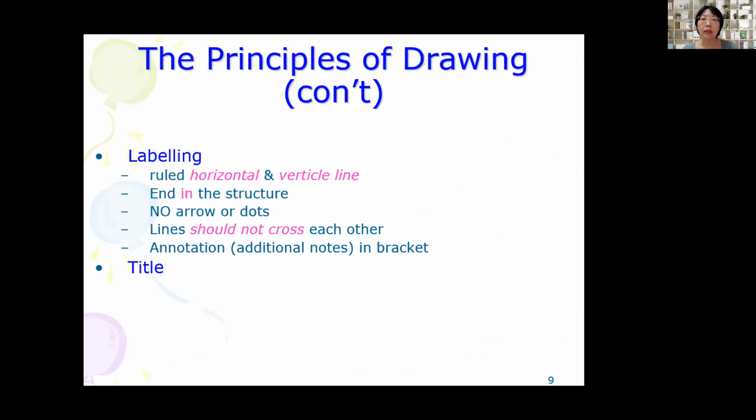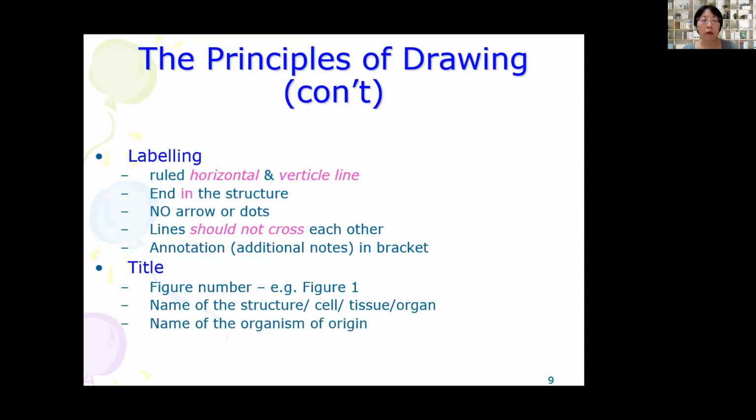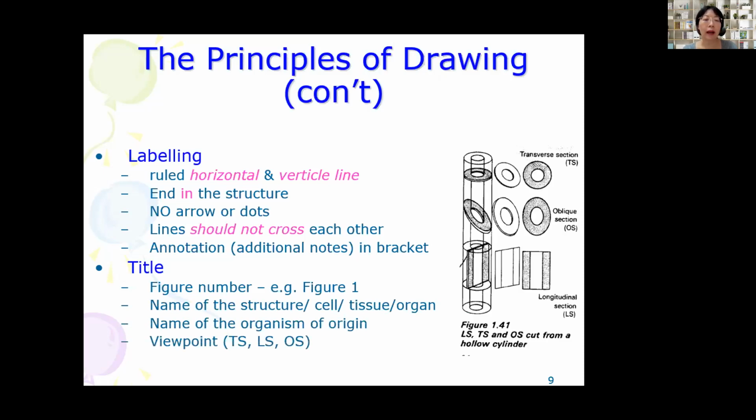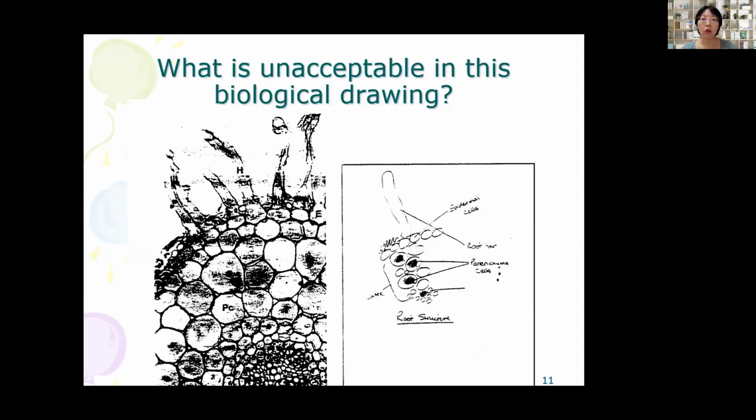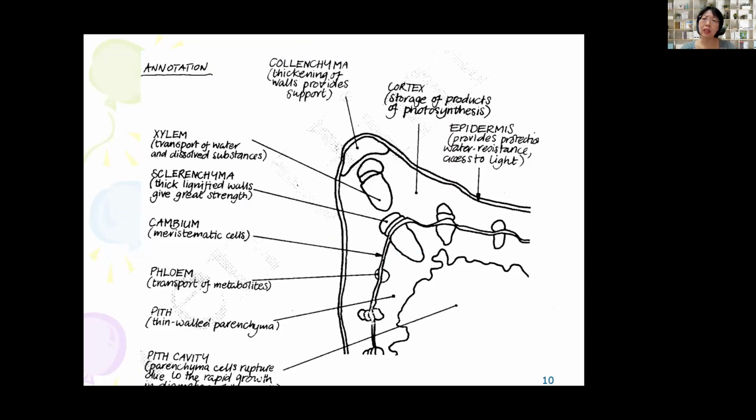So there must be a title, except during the exam, where no title is needed. Title means having the figure number, the name of the structure or the cell or the tissue or organ, the name of the organism where it comes from, the organ where it comes from, and the viewpoint: transverse section, longitudinal section, or oblique section. Okay, so this is an example of a drawing with the label and the annotation. Everything is okay with the drawing except there shouldn't be an arrow and dot, because I got it from a book, and the book has this.